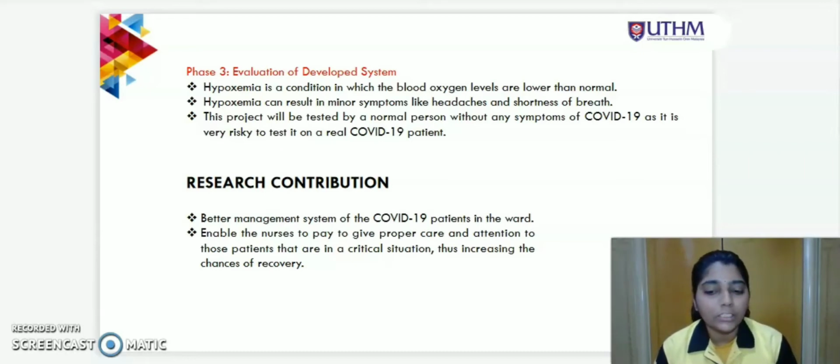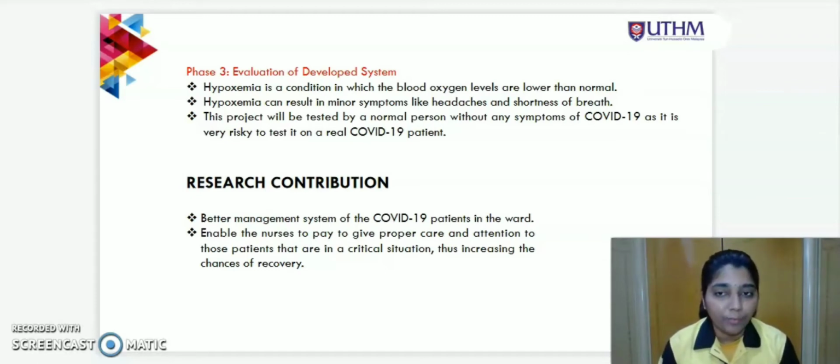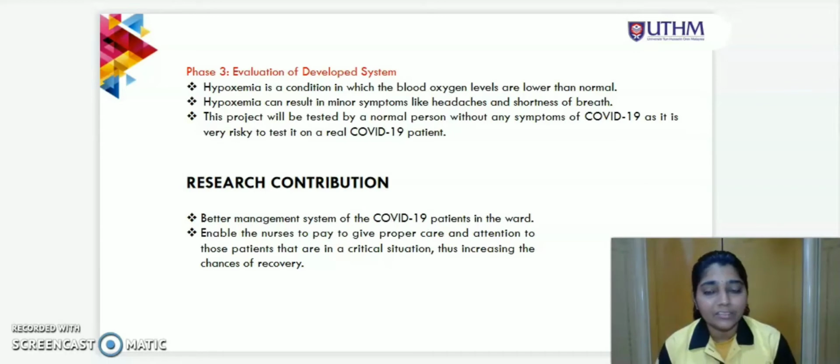The body may not function correctly if the blood oxygen level is too low. Therefore, hypoxemia can result in minor symptoms like headache and shortness of breath. This project will be tested on a normal person without any symptoms of COVID-19, as it is very risky to test it on a real COVID-19 patient.